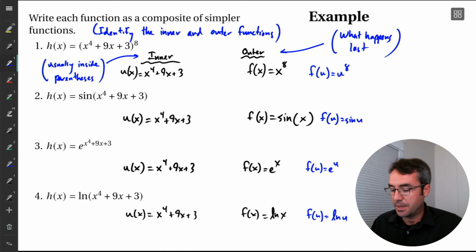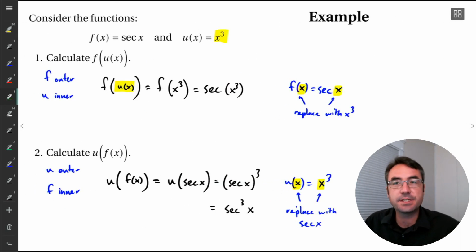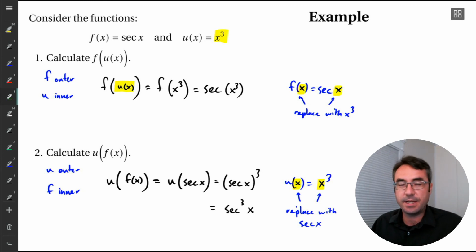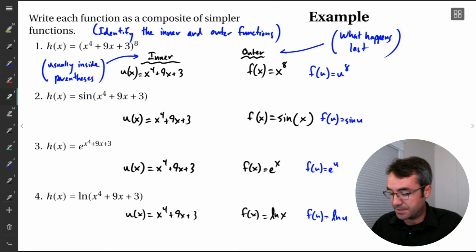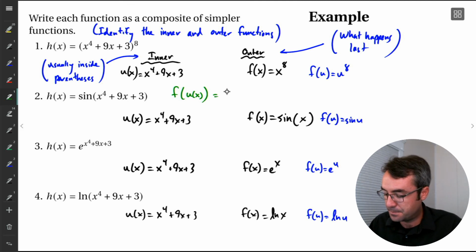All right. And you could play the game just like we did in the first example, where you could work backwards. And if you know those two pieces, then you could actually calculate their composition and you should get back to where you started. So as a for instance, let's try this. Let's try the first one here. Let's actually look at f of u of x for this first one. So let's replace u of x with our polynomial, x to the fourth plus 9x plus 3.